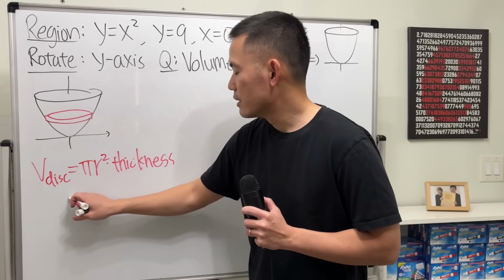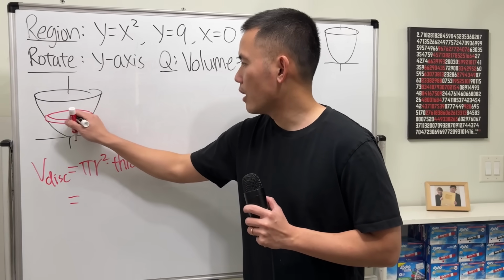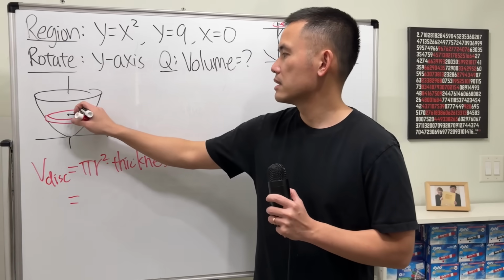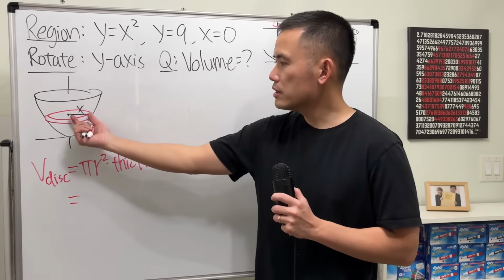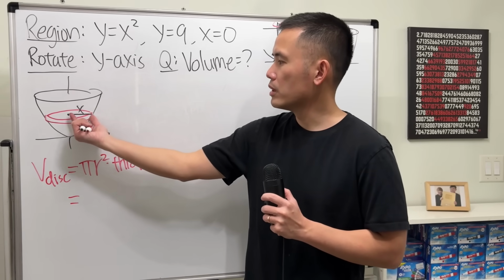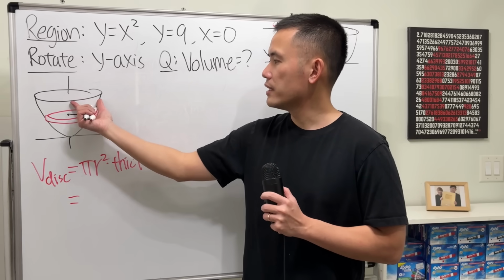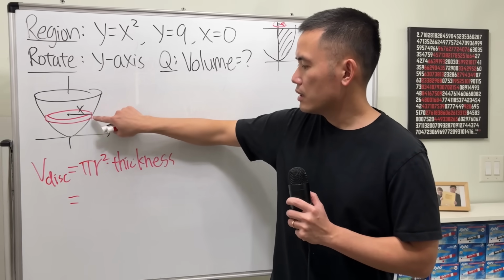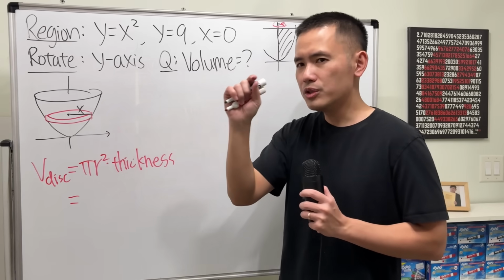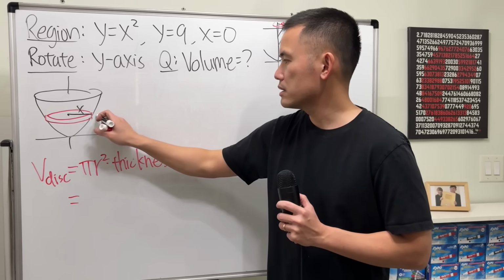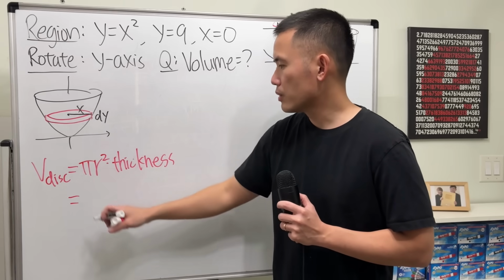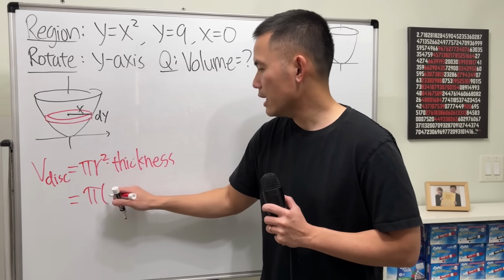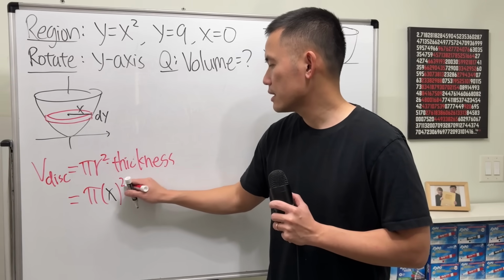Okay, for this right here, the r is going from here to here horizontally, and that will be the x value. And it changes, so make sure you label that with a variable, because this x is different than that x, and so on. The thickness will be the small change in y. So that's precisely dy. So the volume of a disk is pi times x squared times dy.